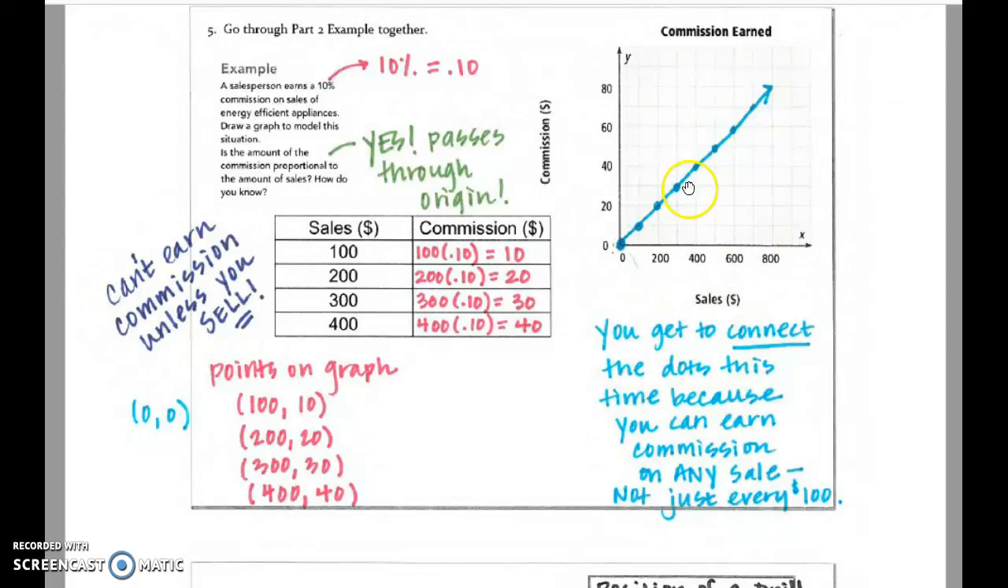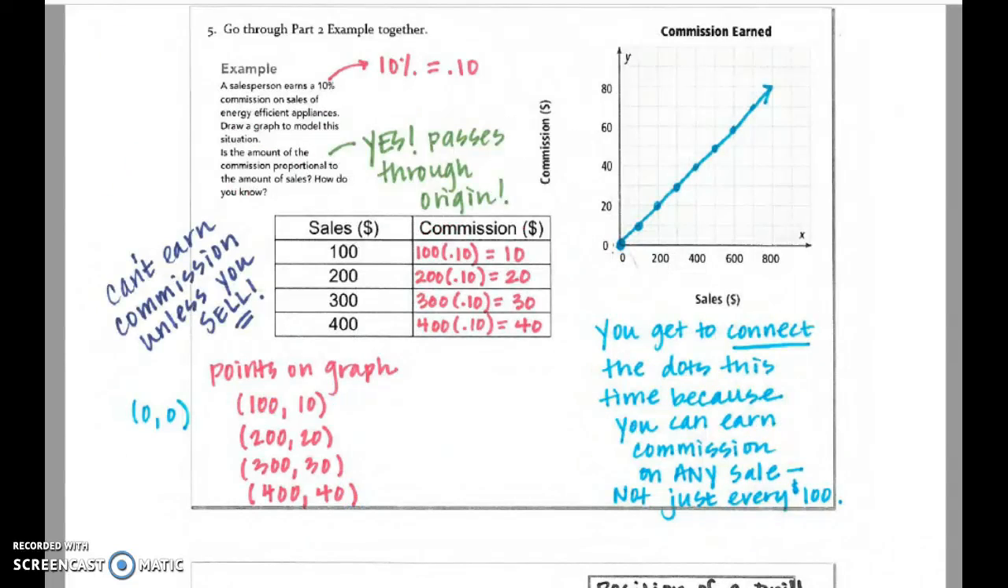Finally, you get to connect the dots and make a line, because you're not just earning commission off of every $100 that you sell, you're actually earning commission off stuff in between. For instance, I can sell $10 of appliances, not that it's going to be that inexpensive, but I can still earn commission off of each little bit I spend. So I connect the dots to show that it's going to continue. It's not every $100 or every $200. So the line is there. Still a proportional relationship. Why? Come on, you know the answer, because it goes through 0, 0.